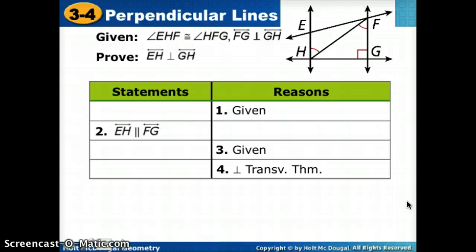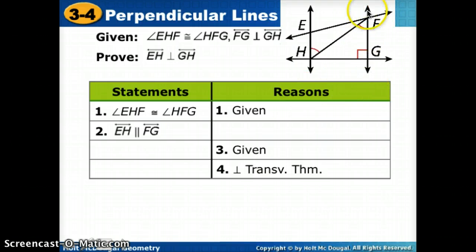Like I said, we always start with the given. Notice though we have two givens. Since we have two pieces of given information, it looks like we're going to split those apart. So let's start with the first one they give us: EHF is congruent to HFG. With these two being congruent, the next statement says that EH is parallel to FG.